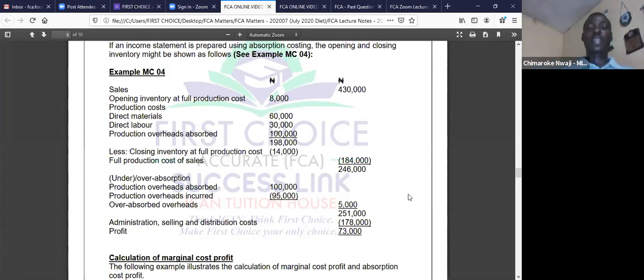Now, look at another thing you need to do. You need to find whether you have over-absorbed or under-absorbed. You provided 100,000 in the calculation of production overhead, which I told you before we got our cost of sales. We said we use our overhead absorption rate to get 100,000 naira, which is what is brought down here. This 100,000 here is gotten by overhead absorption rate, which is the same 100,000 here.